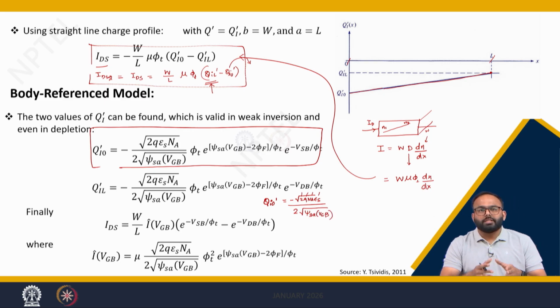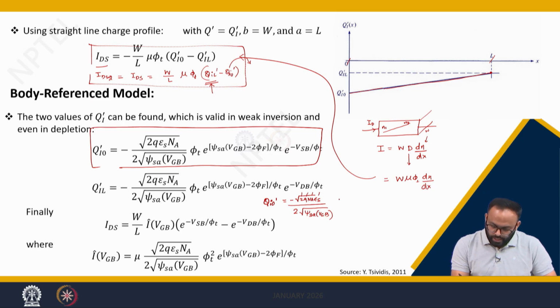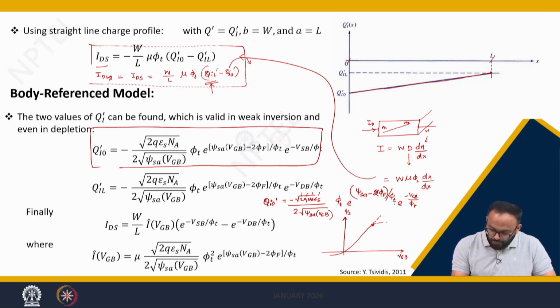Psi Sa is what? It is the surface potential in weak inversion, into phi t into e to the power of (psi Sa minus V minus 2 phi f) by phi t into e to the power of minus Vcb divided by phi t. You remember that we have considered a special case when we were deriving these equations in weak inversion. That is, when we plotted the surface potential with respect to Vgb, we got this kind of characteristic, and we said that this is the upper limit of weak inversion.